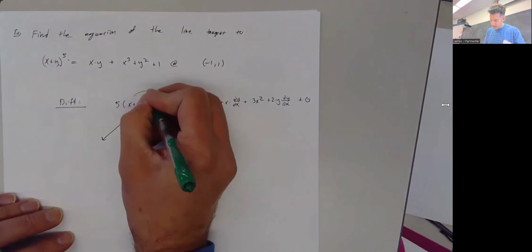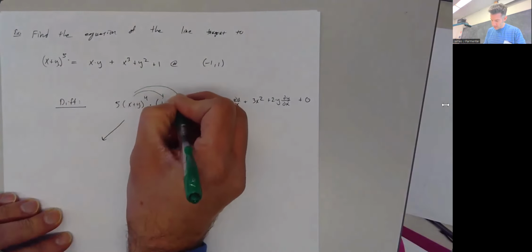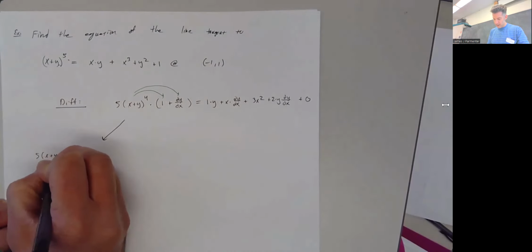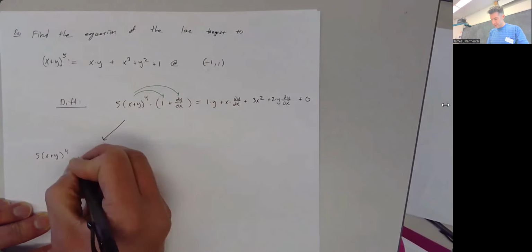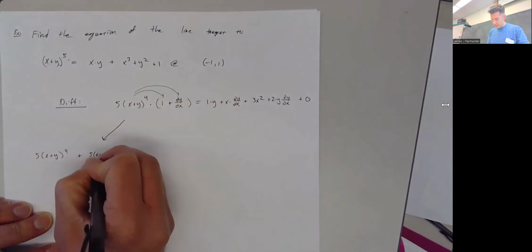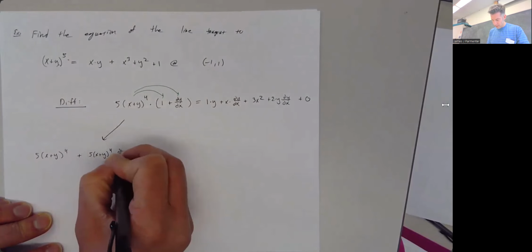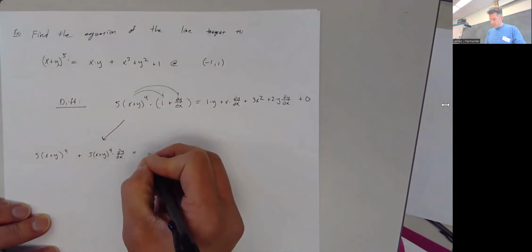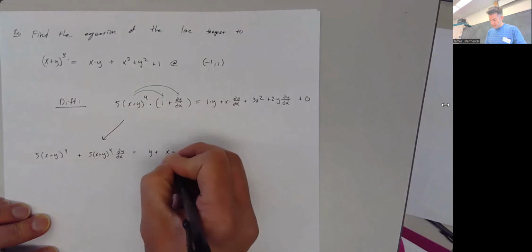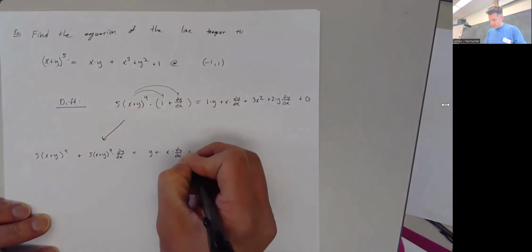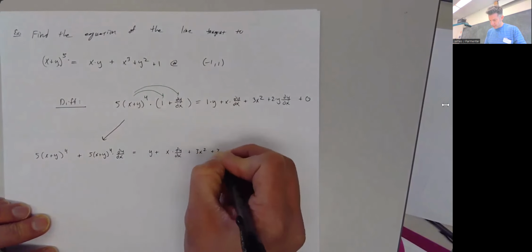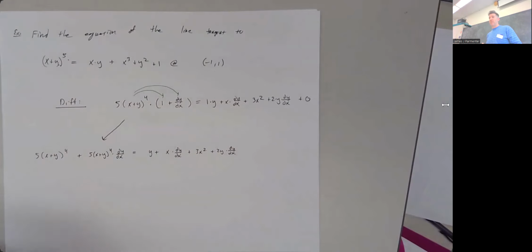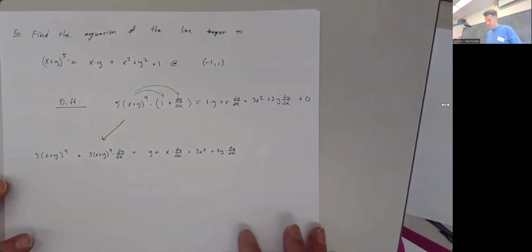I'm not going to multiply out x plus y to the 4th, but I'm going to distribute that to each of those terms. I'm going to get 5 times x plus y to the 4th times 1 plus 5 times x plus y to the 4th times dy dx equal to y plus x times dy dx plus 3x squared plus 2y times dy dx. You might not want to write this part down just because it is terrible, and we're going to do it a better way in a second.